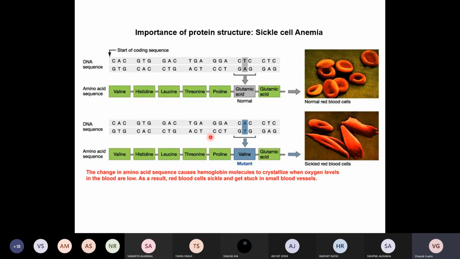Okay, so this is a very strong, or I will say the most famous example, which clearly depicts the idea that structure is very important for the function of the protein. If the structure is gone, the protein molecule is not going to be functional. Okay.